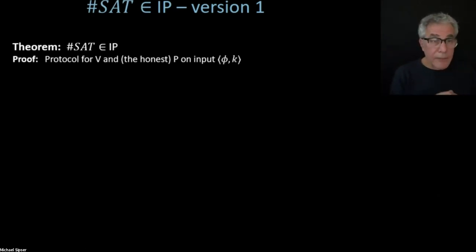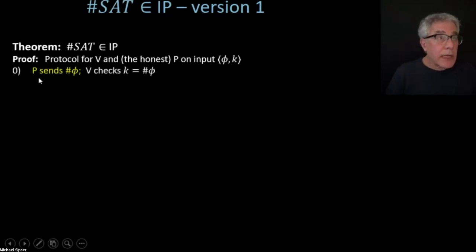So I'm going to present it to you the way I did before. Let's think about it with the case first, where the input is in the language and we have an honest prover. So we start off the same way. The prover sends number phi, which in the old sense was the number of satisfying assignments. It actually still is, because since we're not presetting anything, there's no non-Booleans in the picture yet. So this is going to be the same value as before. The verifier checks that k equals number phi.